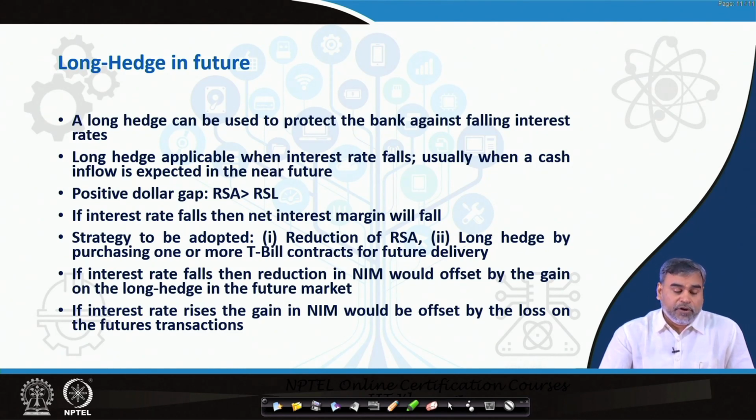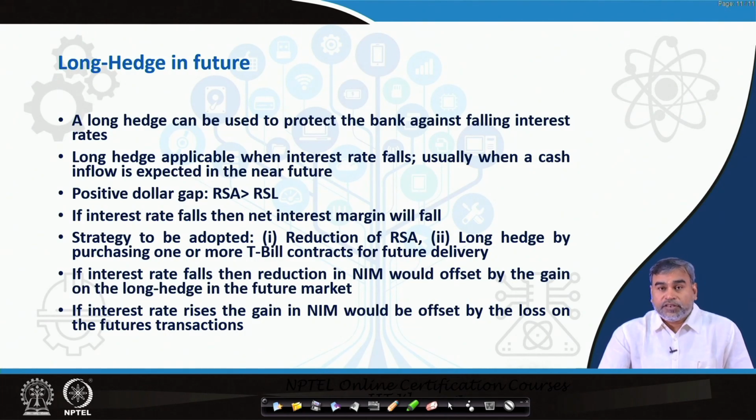So, if the interest rate falls, then there is a reduction in NIM, but this can be offset by the gain of the long hedge in the futures market. So, the total net interest margin is not going to be affected, that is, if the interest rate falls.